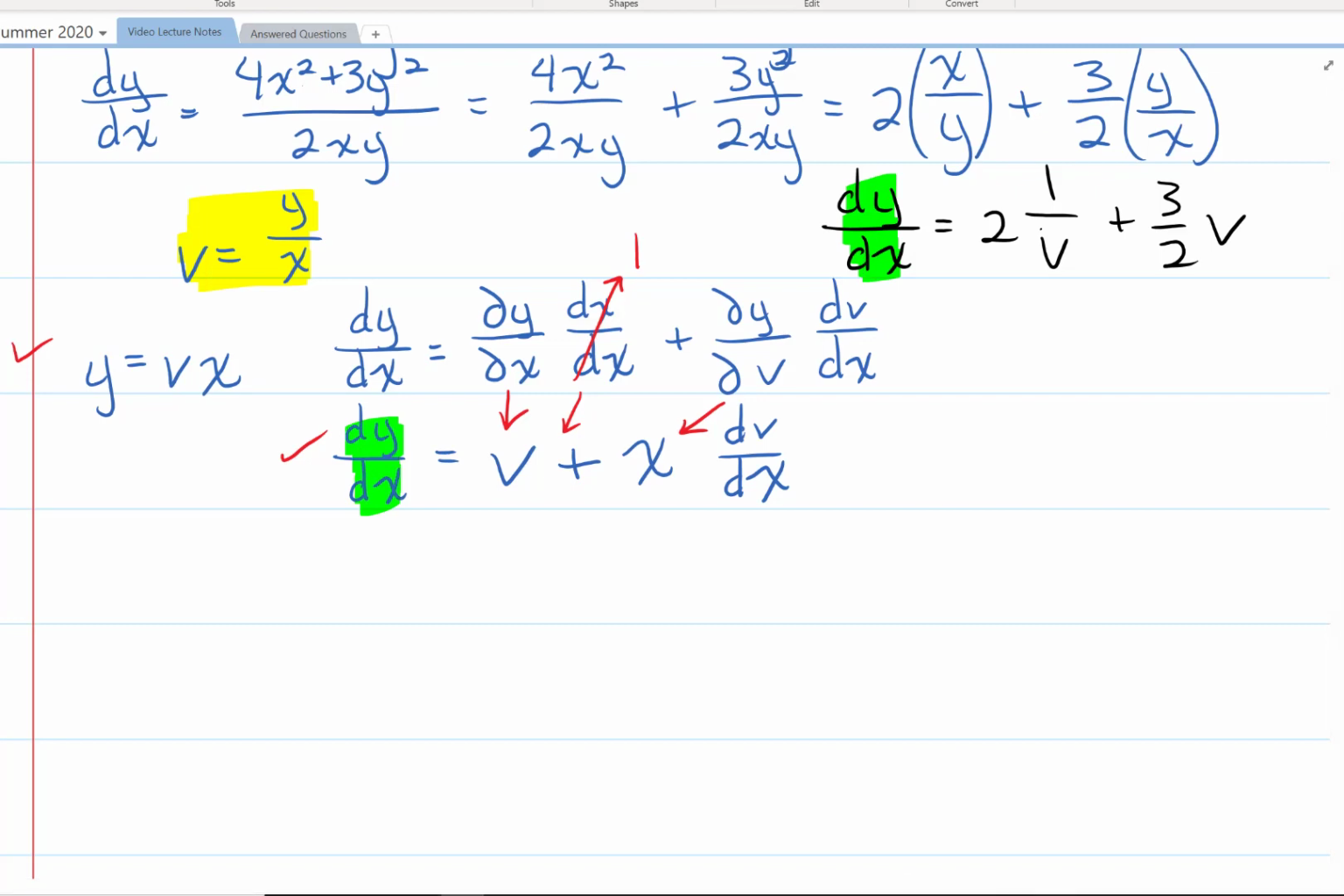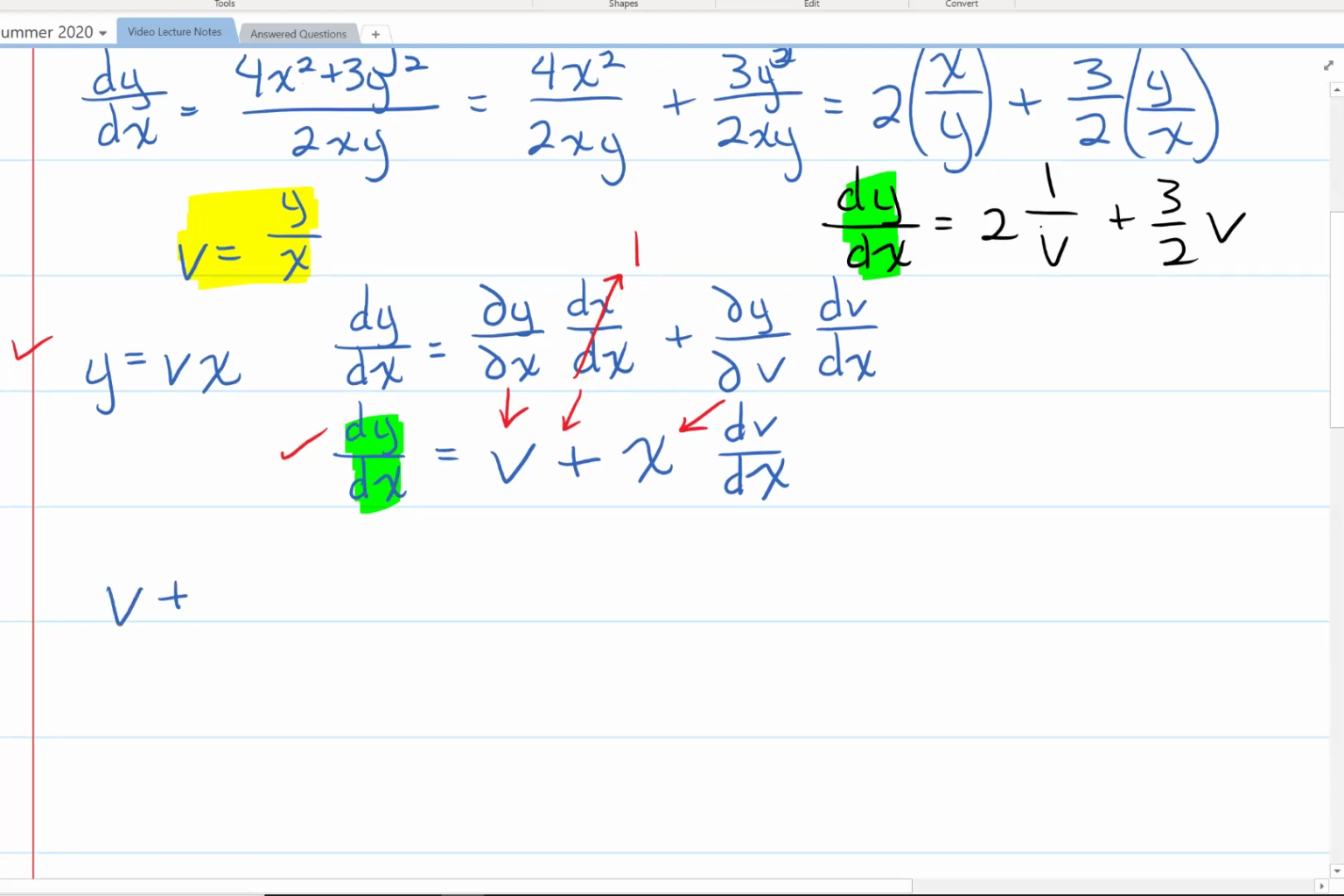All right. So v plus x dv/dx equals 2 over v plus 3/2 v. And now we've accomplished our task of getting rid of the y's. So now our equation is in terms of v's and x's. x is the independent variable. v is a function of x. But we want to solve this equation.